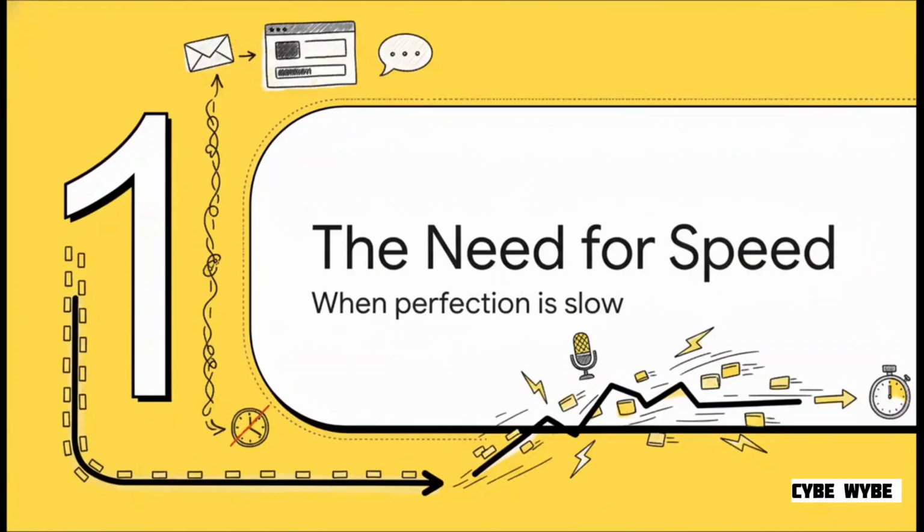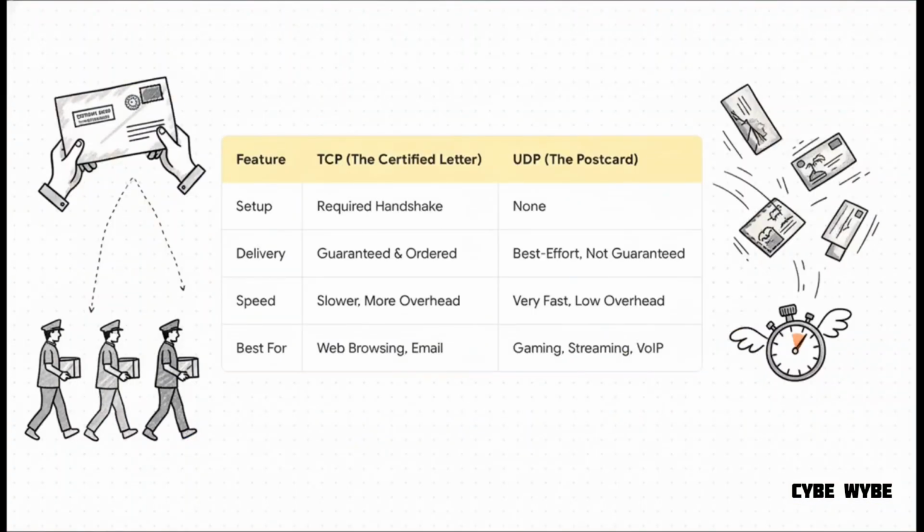So to really get why UDP is such a big deal, you gotta look at its counterpart. See, when you're loading a web page or sending an email, you need every single bit of data to show up, perfectly and in the right order. But for things that are happening live, in real time, that guarantee of perfection is actually a massive problem. It's just too slow.